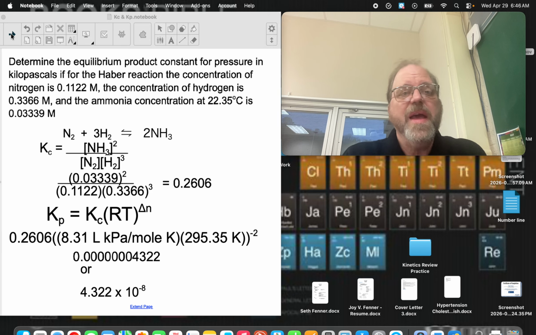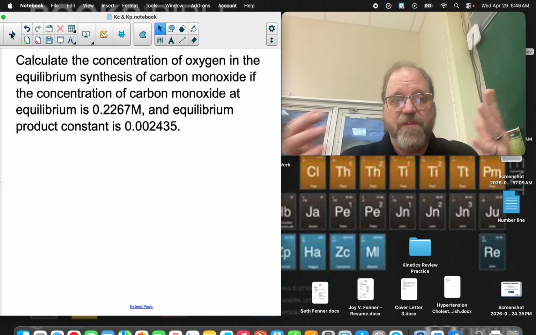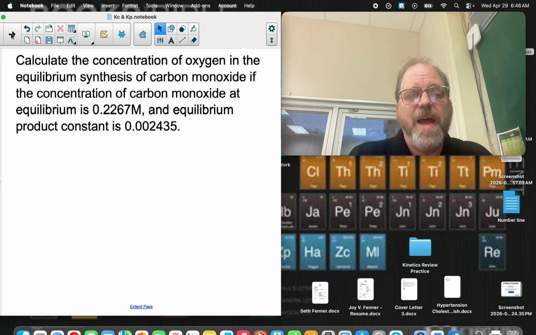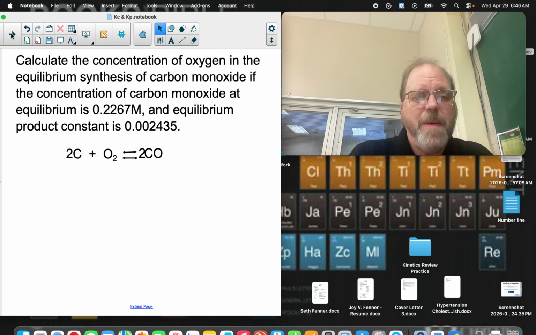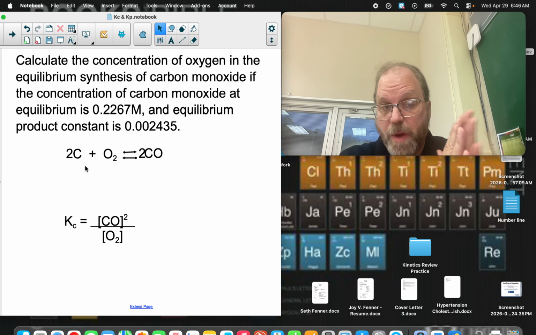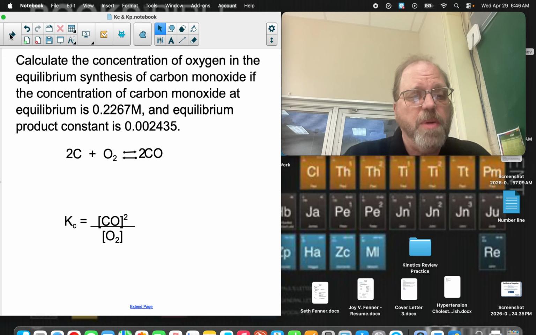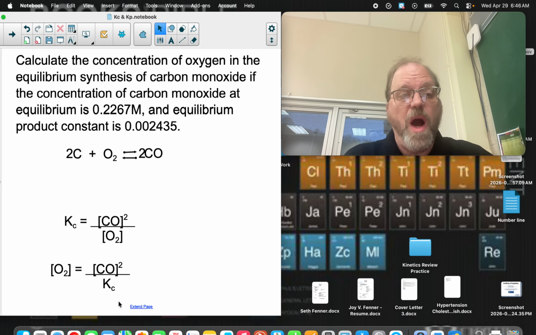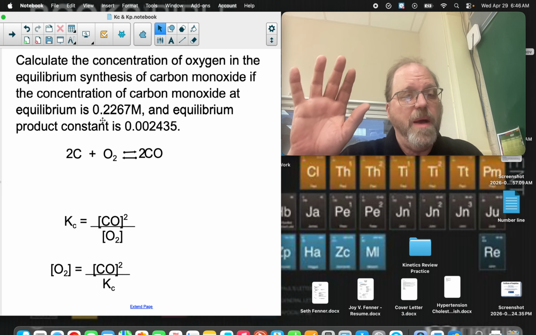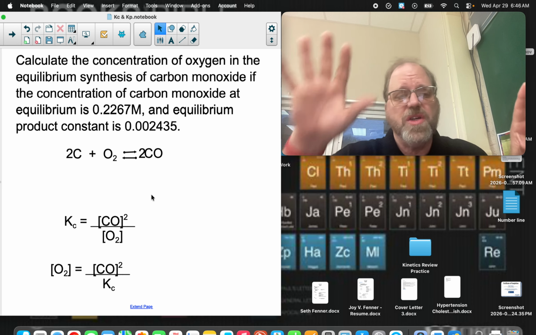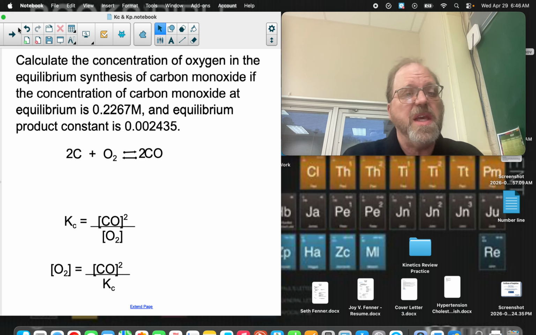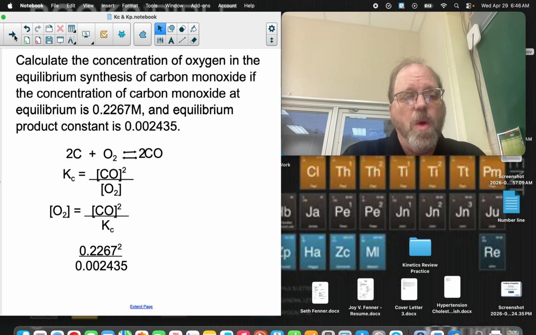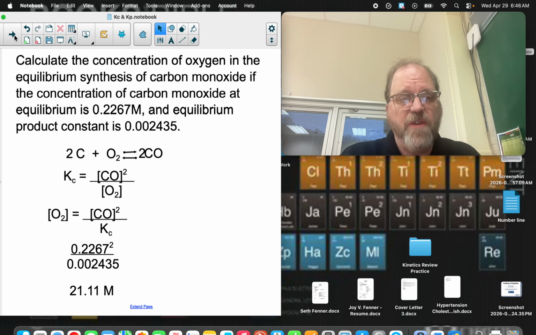All right, what else can we do? Calculate the concentration. Now, we can do like we did last year and find the concentrations. So here's my reaction, balanced. My Kc, now remember, I don't include carbon. Carbon's a solid. We can't do concentrations of solids. So plug our values in. I know carbon dioxide, I know Kc, and I'm looking for oxygen. When I do, I get a concentration of 21.11 molar. Massive. Again, that's a review from last year. Hopefully not too bad.